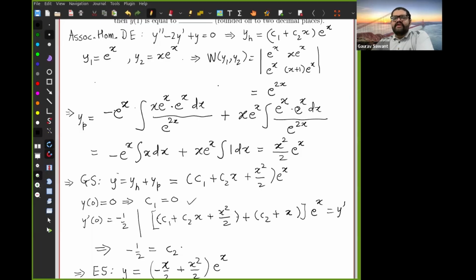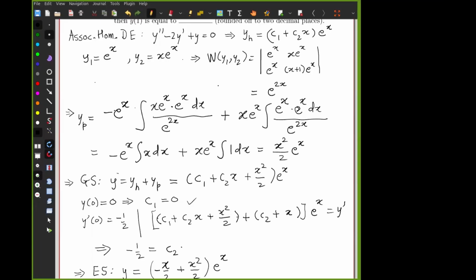So that will work only if you have those suitable forms. But this method, variation of parameters, is quite general. Whatever your R is, it is going to work. Okay, sir.